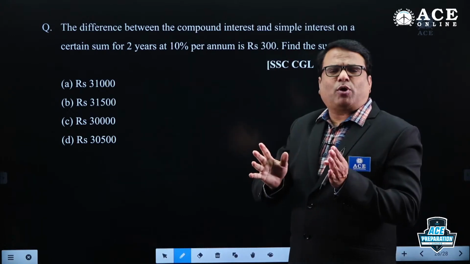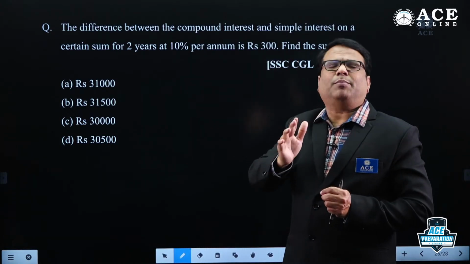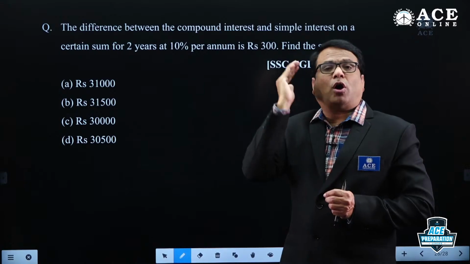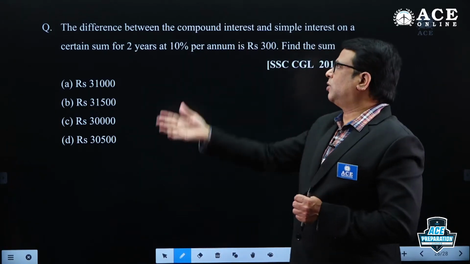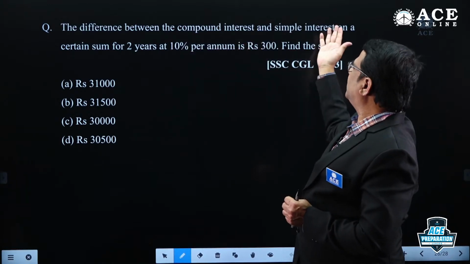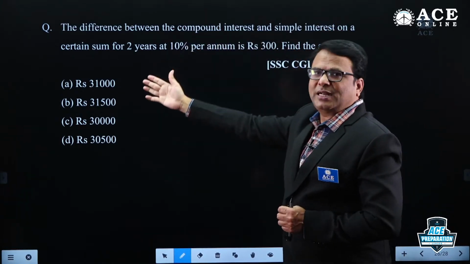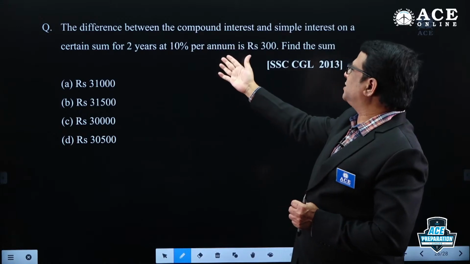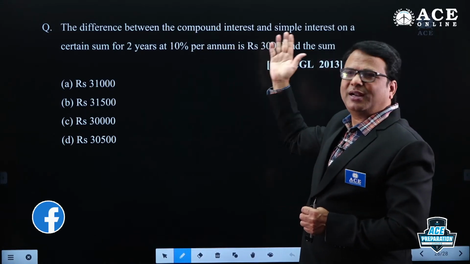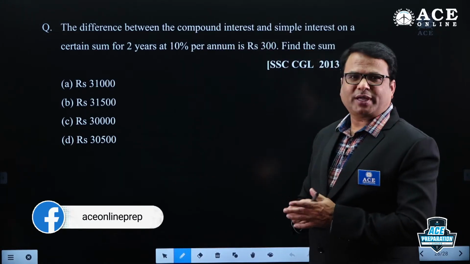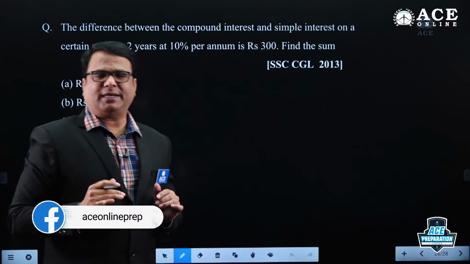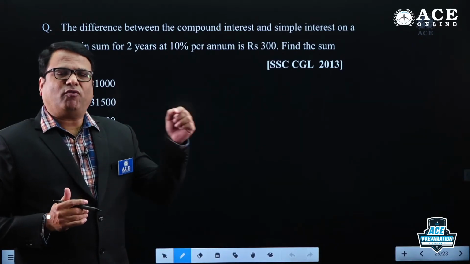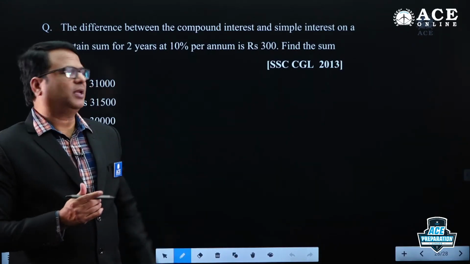It is said in the problem that instead of calculating simple interest, if you calculate compound interest, you will get 300 rupees more. Because it is given the difference between compound interest and simple interest on a certain sum for 2 years at 10% per annum is rupees 300. Then find the sum. Now first I do this problem by the traditional method to make the understanding easy. After that I give you a formula also to find the principal here.